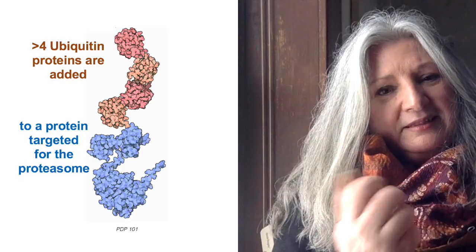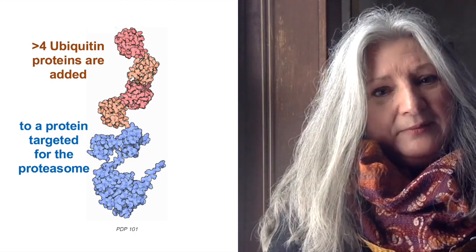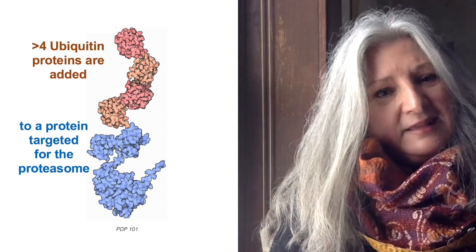They have an architecture that is complementary to a certain protein shape and causes its ubiquitination and its transfer to the proteasome. The thing is, we don't just have one ubiquitin attached, but a whole string of them, at least 4 or more, attached to a protein in order to target it for destruction.